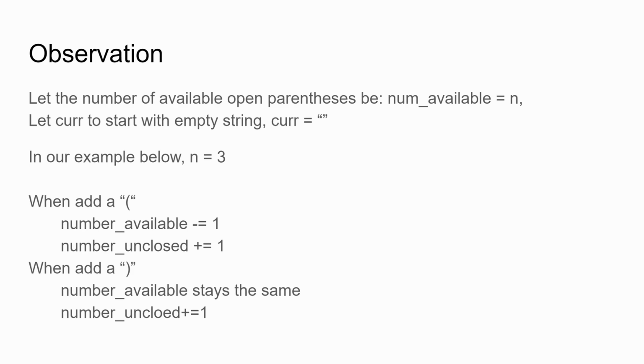When you add a right, number available stays the same because number available only tracks the left parentheses, and number unclosed is minus equal 1 because it's closing one which wasn't closed.